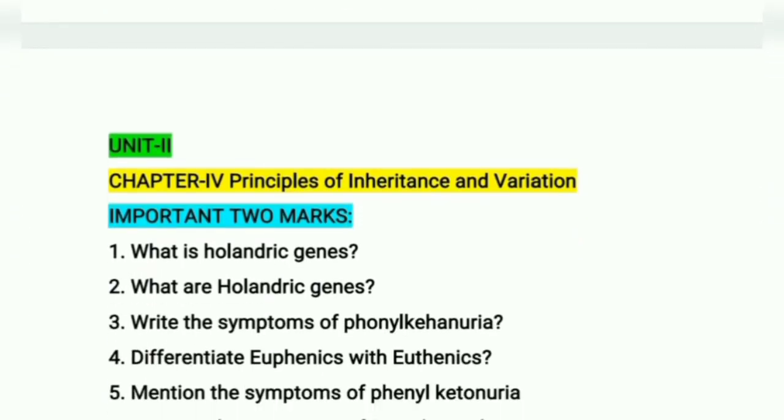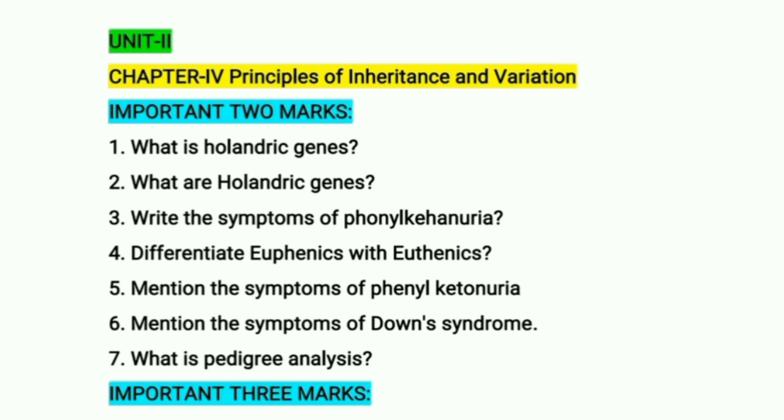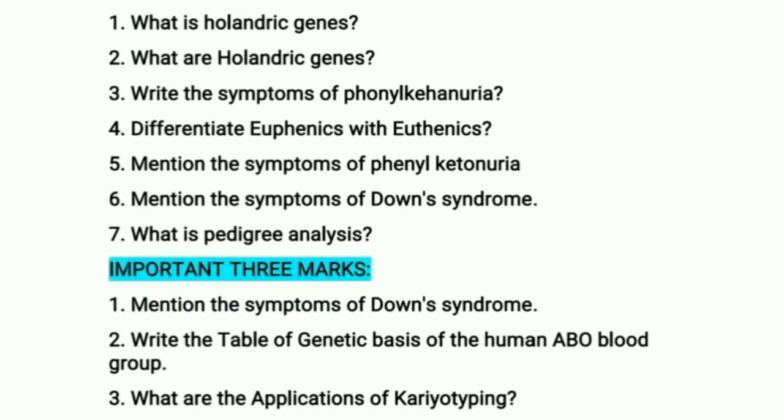Unit 2, Chapter 4, Principles of Inheritance and Variation. Important 2 marks. What are holandric genes? Write the symptoms of phenylketonuria. Differentiate euphenics from eugenics. Mention the symptoms of phenylketonuria.